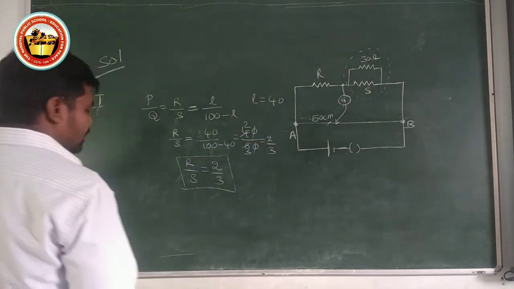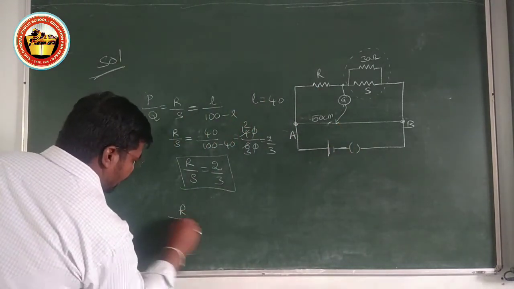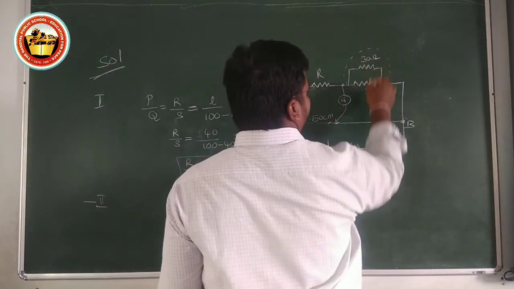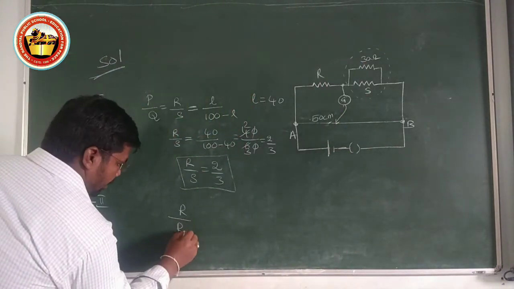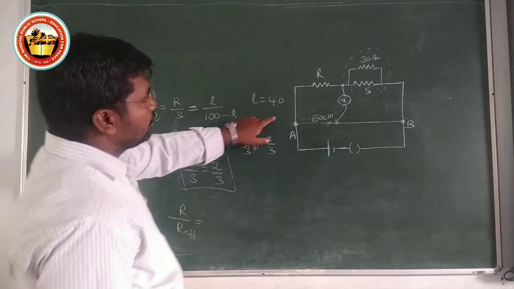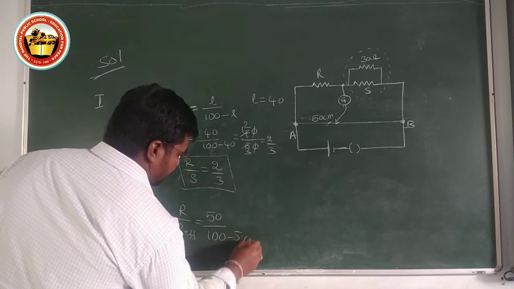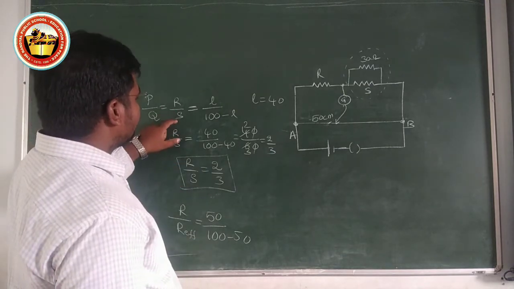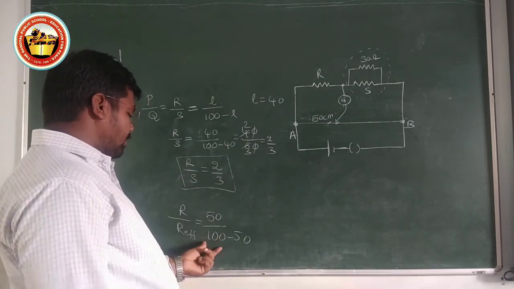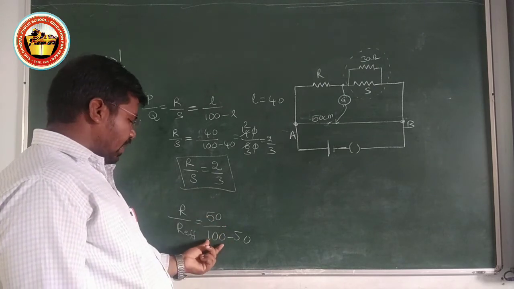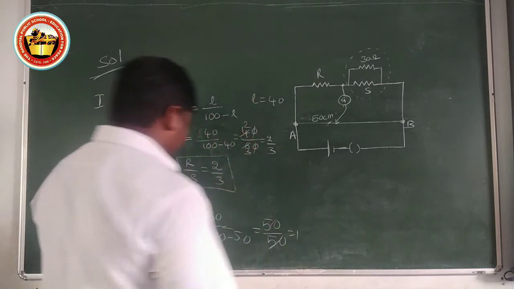Once again we can use the balancing condition, that is R divided by R effective, where R effective denotes the effective resistance of 30 ohms and S. It is equal to 50 divided by 100 minus 50, from the formula R by S is equal to L divided by 100 minus L. 50 divided by 100 minus 50 gives 50 by 50, which is 1.